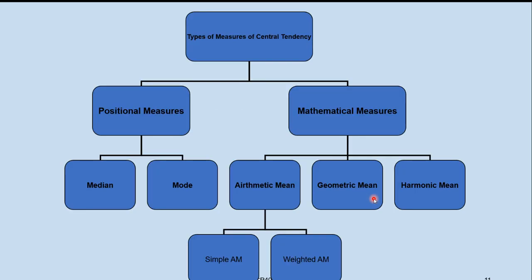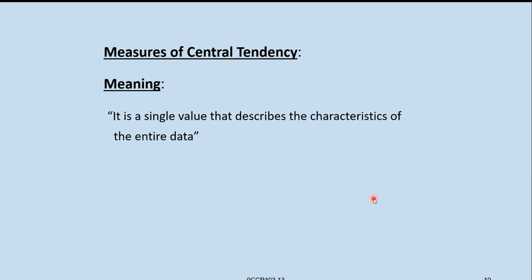Another meaning of central tendency is that it is a single value. Even though the average is a single value, it describes the characteristics of the entire data. No doubt the central value is only one value, but it explains the characteristics of the other data also. So that is why the average is considered very important and central tendency is very important.